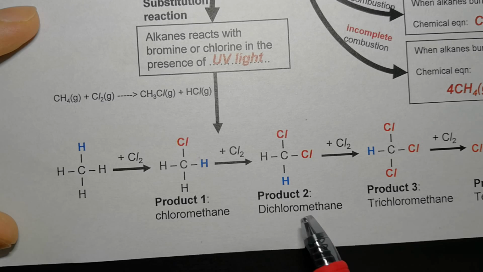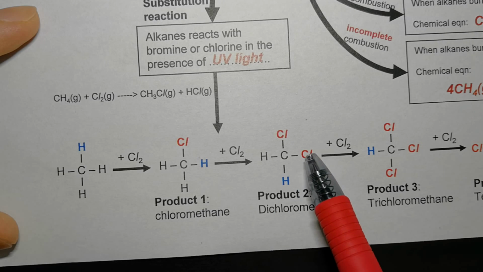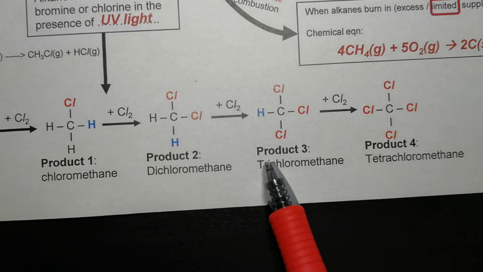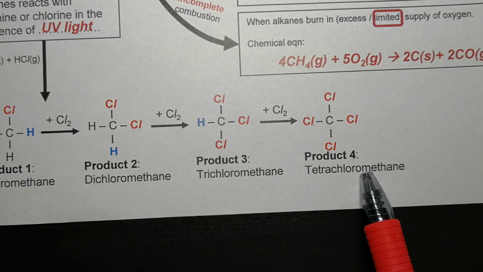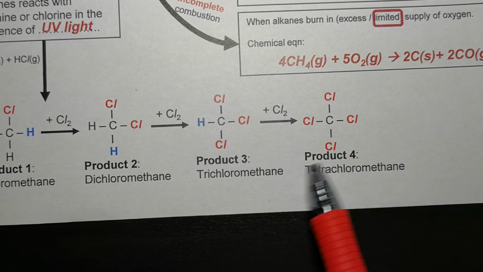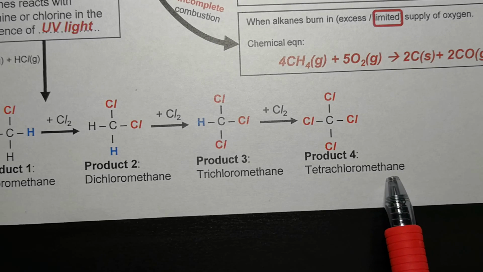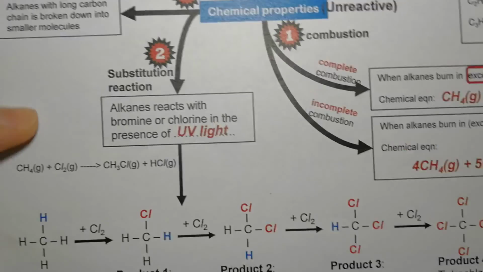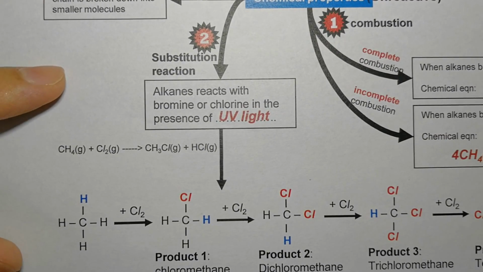And then after a while, two of the hydrogen atoms would be substituted by the chlorine atoms. So you get dichloromethane, 2 chlorine, and then trichloro. And finally, all the hydrogen atoms have been substituted by the chlorine atoms. You get tetrachloromethane. Tetra means 4 chlorine methane. A methane molecule with 4 chlorine atoms, no hydrogen atoms. Okay, so this is substitution reaction.